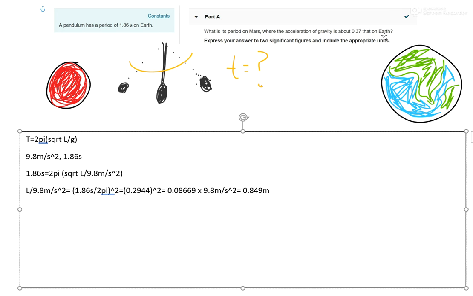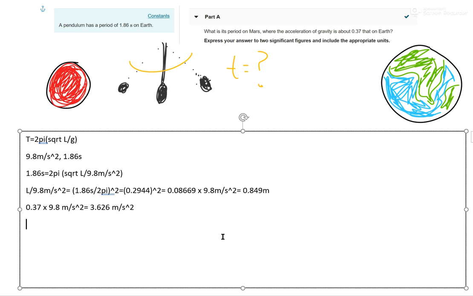So now we have the length of the pendulum, and we know that the gravity on Mars is 0.37 that on Earth. So if we take 0.37 times the gravity on Earth, we get the gravity on Mars, which is 3.626 meters per second squared.